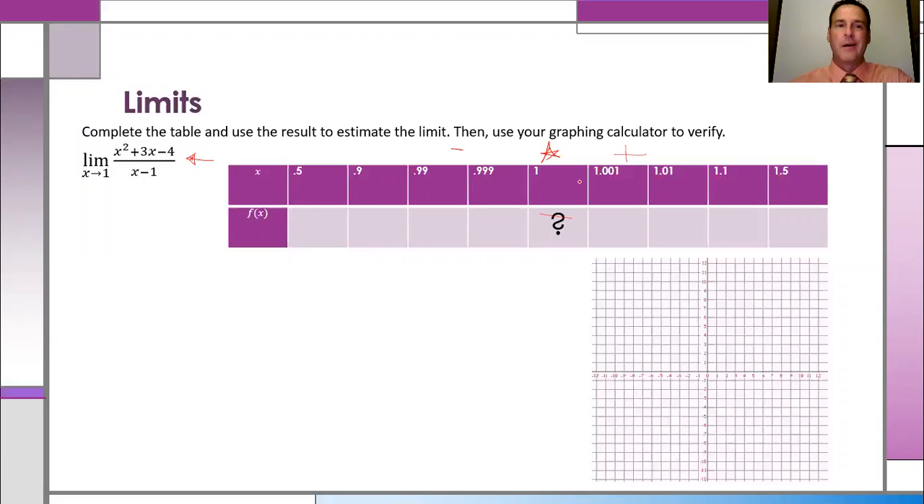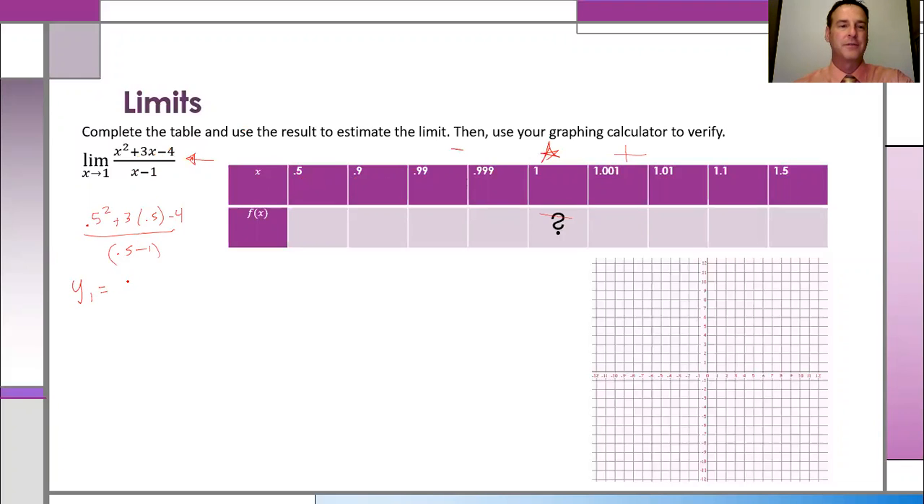Here's what I'm going to do. I'm going to plug each one of these into my x's and figure out what it is. Now some of you may be like, wow, I don't want to take 0.5 and square it and then add 3 times 0.5 minus 4 all over 0.5 minus 1. That may take a while, but you can do this. You can put this in your graphing calculator. Put it in your y1.